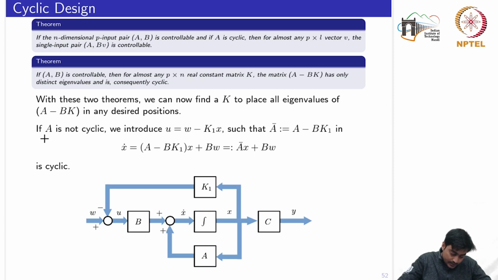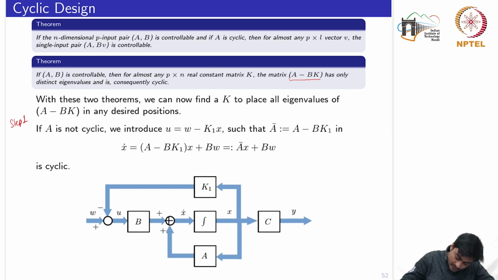So let's see. First case, consider that the matrix A is not cyclic. Now if the matrix A is cyclic, we can directly go to step 2. This you can see as step 1, which we need to carry out if the matrix A is not cyclic. By using the second result, we can get rid of this non-cyclicity of the matrix A, because we can select any K to make this closed loop state feedback matrix a cyclic matrix.